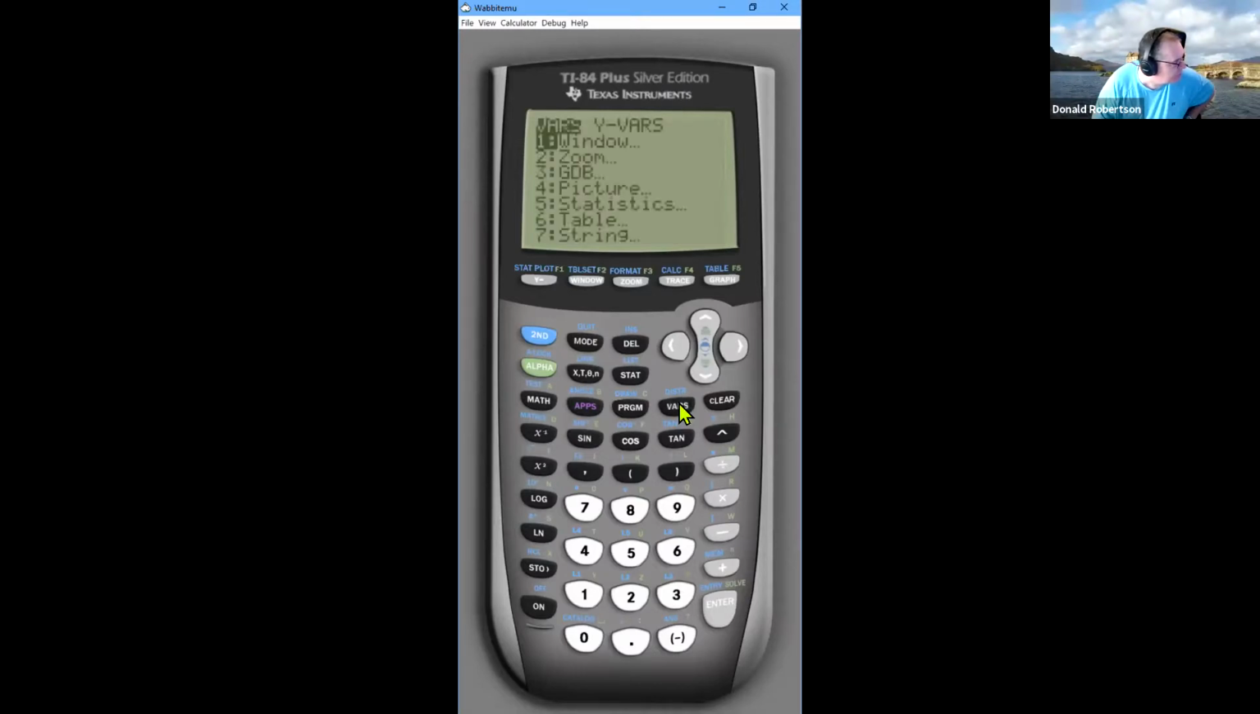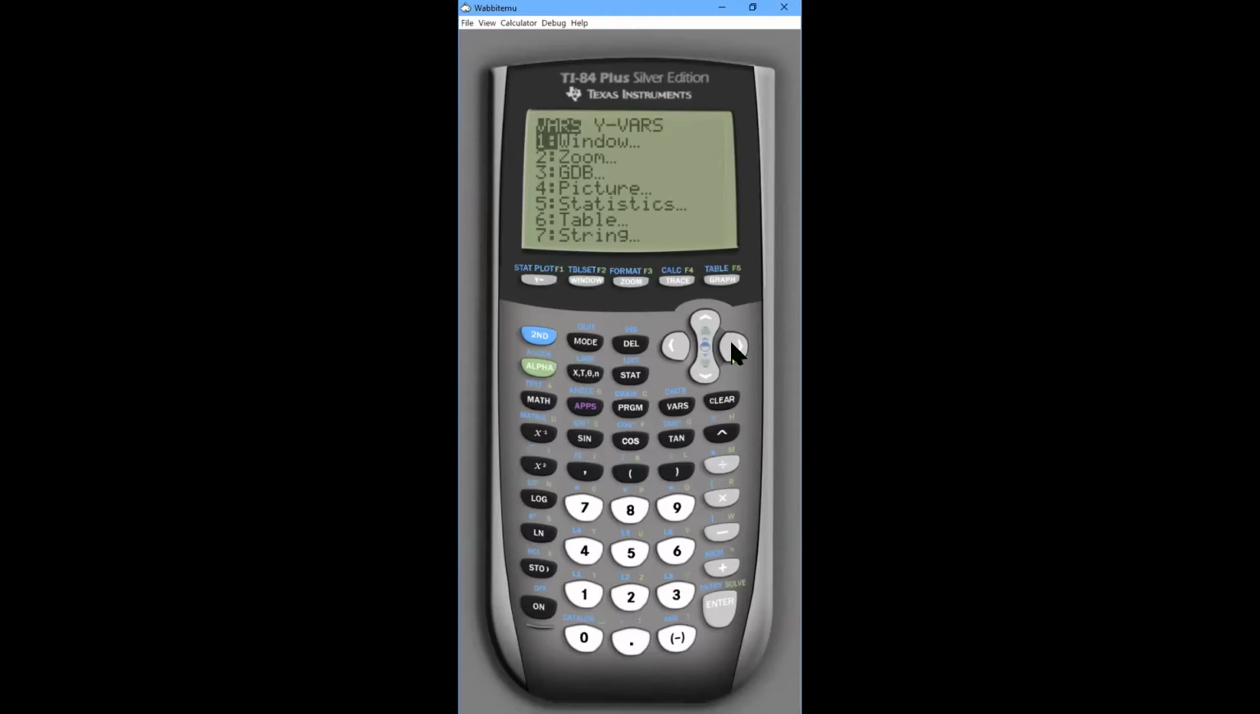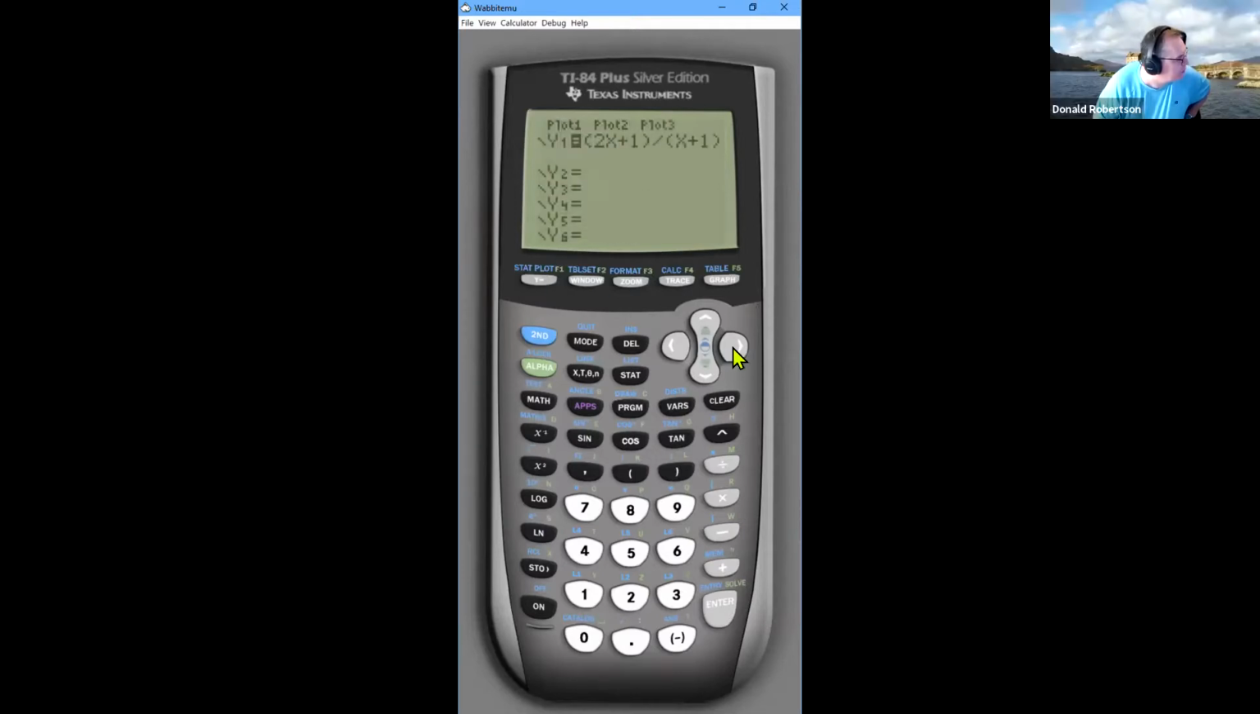So I'm going to hit variables. Professor, you entered 2x plus 1. It should be 2x plus 4. Oh, thank you. Yeah, that would have screwed up a whole load of answers there. Okay, then get out and do variables and over here do function and do Y1.